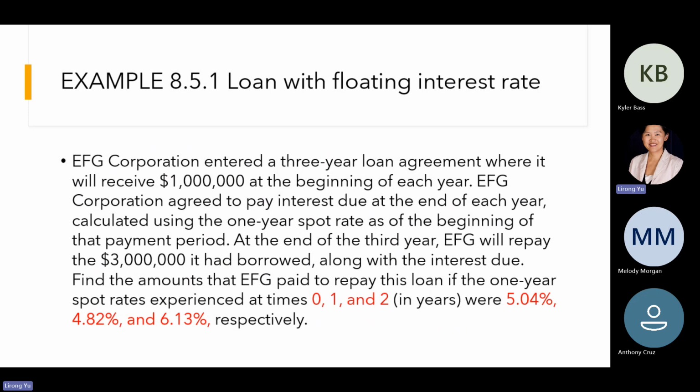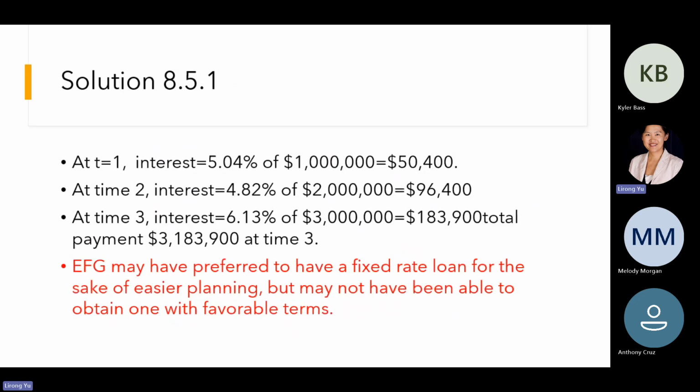Find the amount that EFG paid to repay this loan if the 1-year spot rates experienced at time 0, 1, 2 were 5.04, 4.82, and 6.13 respectively. So this is still an example with floating rate. You're going to calculate a cash flow, and obviously you're going to take the balance of that year. They borrow 1 million per year, so the outstanding balance keeps changing. It's 1 million, 2 million, and 3 million for time 1, time 2, and time 3. Use the interest rate multiplied by the outstanding balance. That's your interest payment. So this is the floating rate payment.